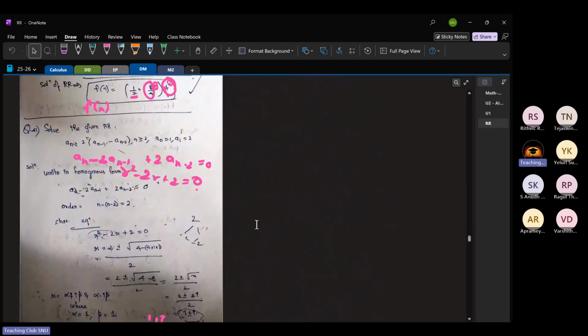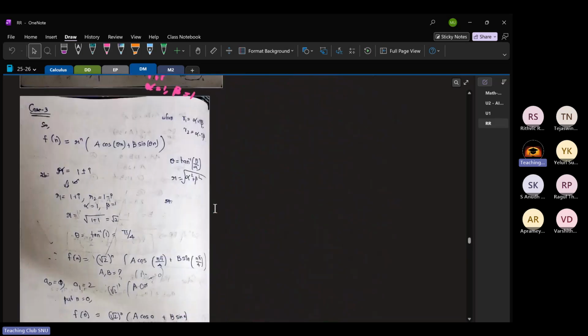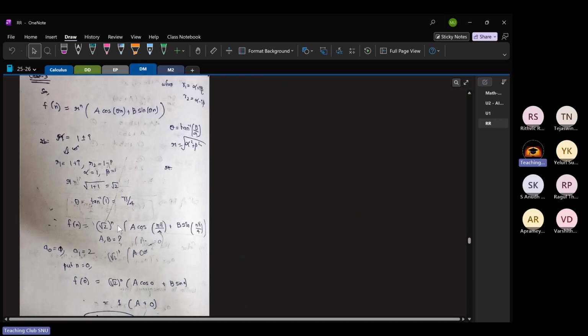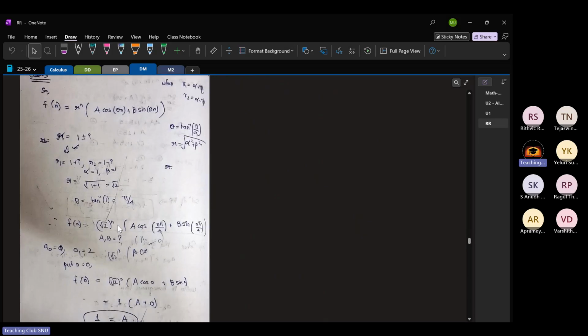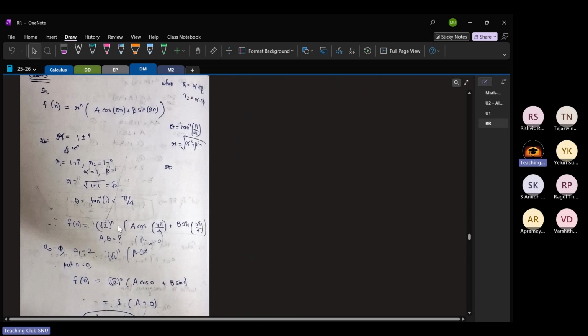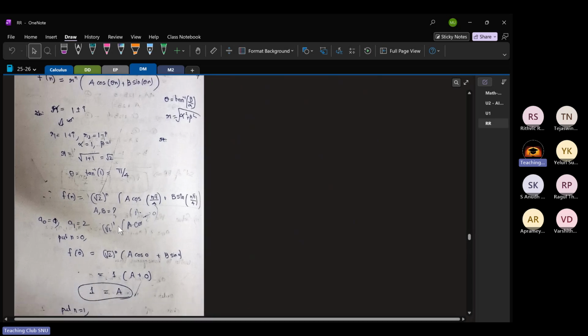Yes, we were here, right? So we got alpha and beta. Then you can easily find the value of r. That is root of 1 square plus 1 square, root 2. You got r. Then we can find the value of theta. That is tan inverse of beta by alpha, which is tan inverse of 1 by 1. Tan inverse 1 is pi by 4. Everything has to be in radians.